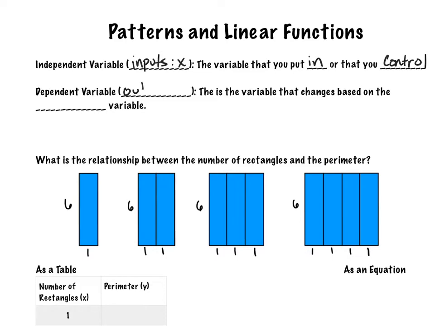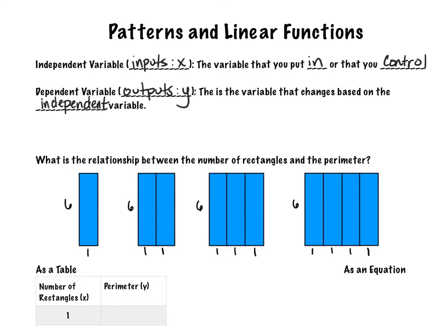The dependent variable is your outputs. Usually we're going to refer to these as y. So generally speaking, x and y: x will be your inputs, y will be your outputs. So this is what changes based on the independent variable. Okay?